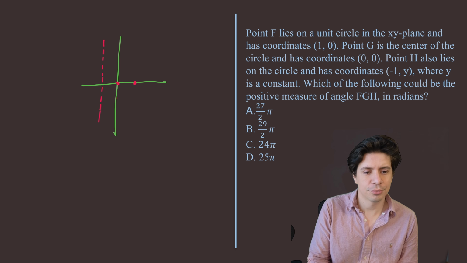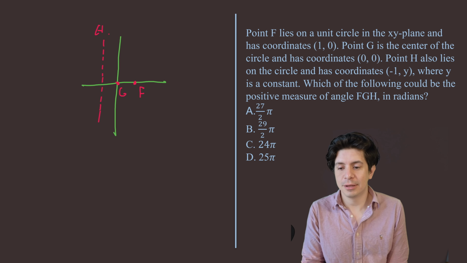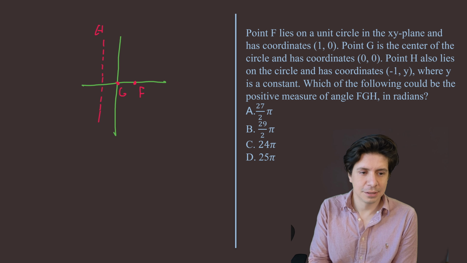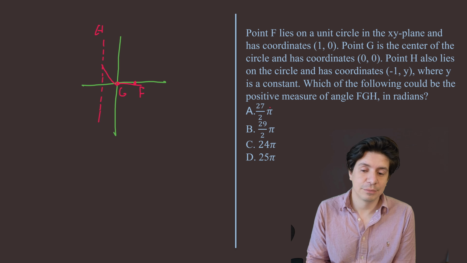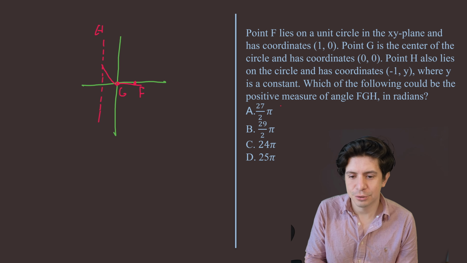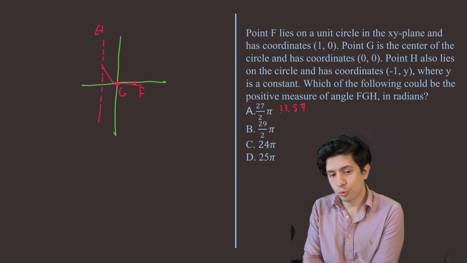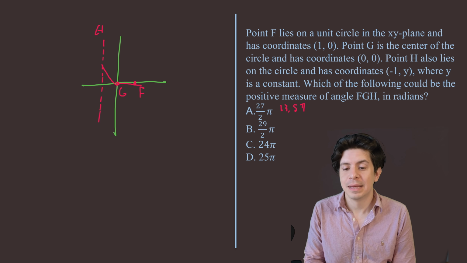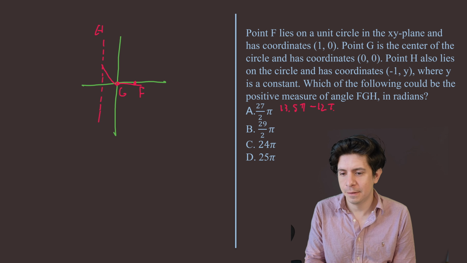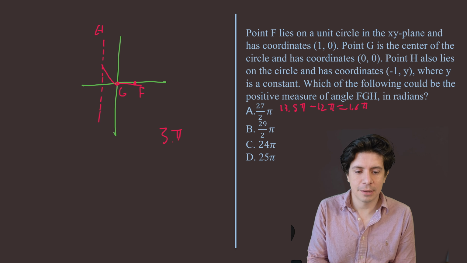So you could be in the second or third quadrants. This one is F, this one is G, and somewhere here is H. Which of the following could be the positive measure of angle FGH in radians? So it has to be something that gives us the second or third quadrant. So 27 pi over 2 is 13.5 pi. Every 2 pi we have a full cycle, so after 6 whole cycles we could take away 12 pi, and we would get 1.5 pi. Where is 1.5 pi? That's 3 pi over 2.